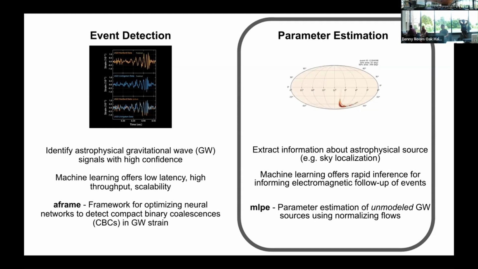Okay, second part of the talk, I'll be discussing a different project where we are aiming to do parameter estimation of unmodeled gravitational wave sources with machine learning. The motivation here is that we want to be able to inform electromagnetic follow-up very rapidly, and machine learning can offer rapid inference times.